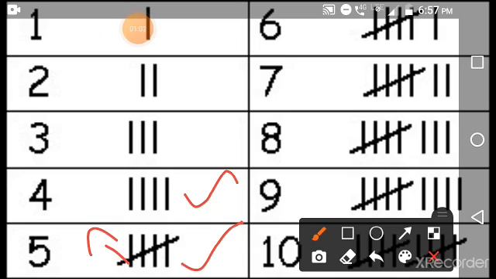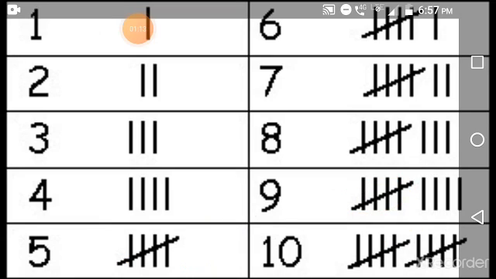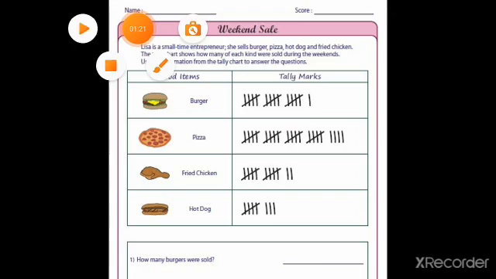And to express number 9, we can write 5 plus 4. That is 5, this, and 4 vertical lines. So it is 9. Same way, if you do two 5s, 5 plus 5, that is 10. So this is how we write tally marks. Now let us do a worksheet on tally marks. This worksheet shows the sales of different evening snacks or food items in Lisa's shop.